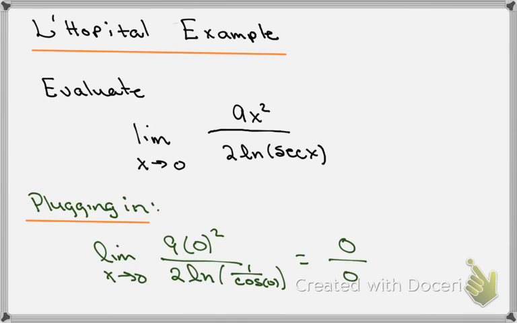in the limit point. If we do that, we get the limit as x goes to 0 of 9 times 0 divided by 2 times the natural log of 1 over cosine 0, because we remember that secant x is 1 over cosine x. And so the numerator becomes 0, and the denominator becomes 2 times the natural log of 1 over 1, which is the natural log of 1. And if we remember, the natural log of 1 is 0. So this limit, if we just try to plug in the limit point, gives us an indeterminate form, which is 0 over 0.